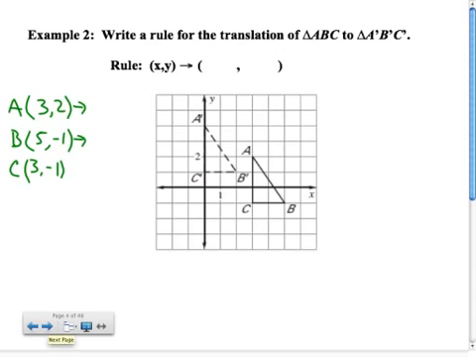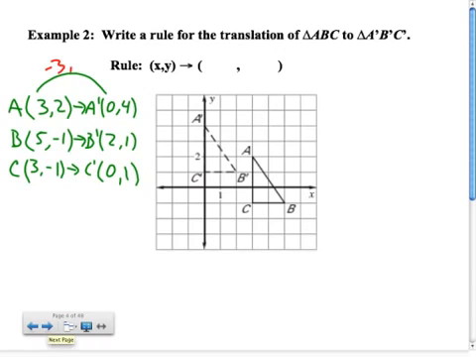And when I do this transformation, A prime, B prime, and C prime are the points. Let's see here. A prime is 0, 4. B prime is 2, 1. And C prime is 0, 1. And I say, okay, how do I go from A to A prime? Well, if I look at my x's, I have to subtract 3 from my x, and I added 2 to my y. Subtract 3, add 2. Okay, so your rule would be you're subtracting 3 from your x, and you're adding 2 to your y. All right, and that's the way we would write that rule.